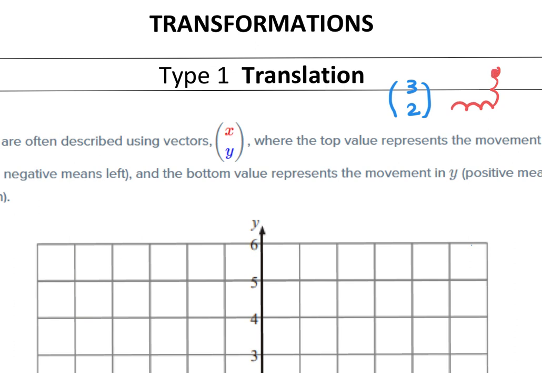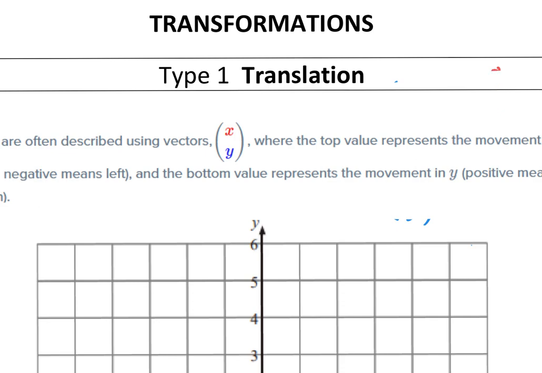Same if the column vector is -2 and 5. This means for each point, because of the -2, move to the left. We have +5, so move up. So this means 2 to the left, then 5 units up for each point on the coordinates.